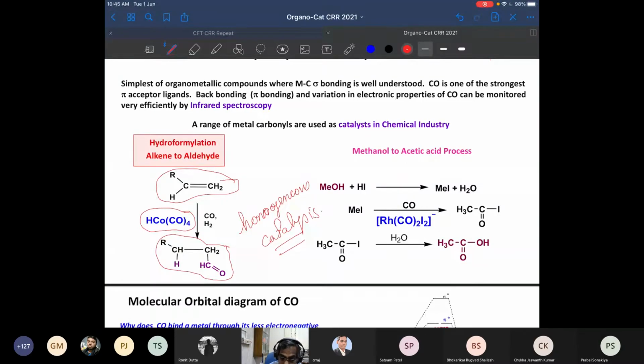And then methanol to acetic acid, what we call the Monsanto acetic acid synthesis, where a rhodium carbonyl complex comes into the picture. So studying the carbonyl is not just for fun. It has a lot of implications in practical life. I mean the real-life practical applications, right?